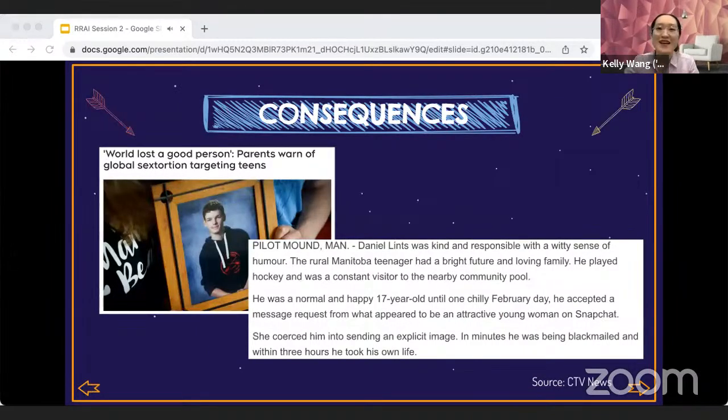Like the video said, there are lots of consequences with experiencing sextortion, and one of which is any parent's worst nightmare. There are so many examples of news stories like these where a teen, often a boy, meets a girl online, they flirt, send pics, and the moment the scammers receive the pictures or videos, they blackmail you. And that's exactly what happened with Daniel Lins, who was 17 years old when he took his own life.